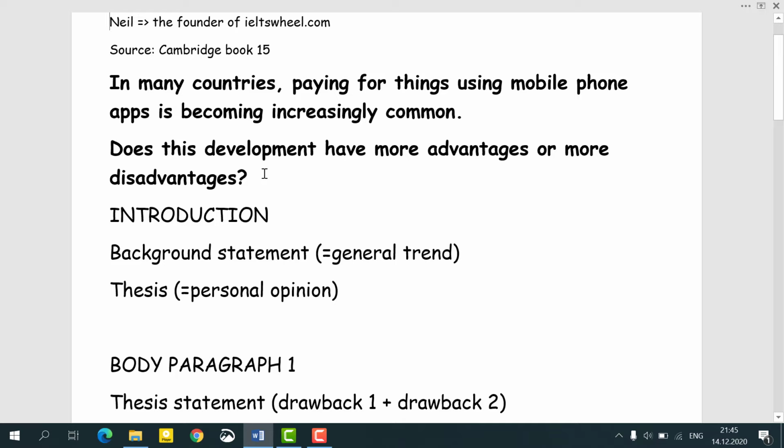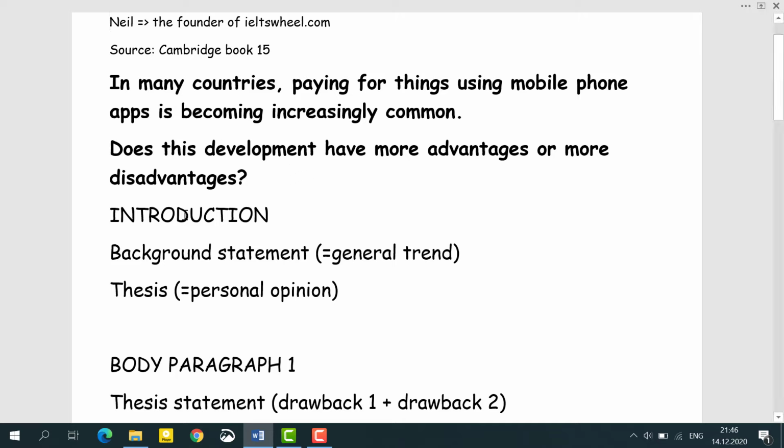Today we'll be analyzing one essay taken from Cambridge Book 15. Let's read and analyze this essay prompt. In many countries, paying for things using mobile phone apps is becoming increasingly common. Does this development have more advantages or more disadvantages? Okay, so it's obvious that the examiner wants us to consider both the advantages and disadvantages of this trend, and then our job is to choose whether there are more advantages or disadvantages, or vice versa. Let's start writing this essay.